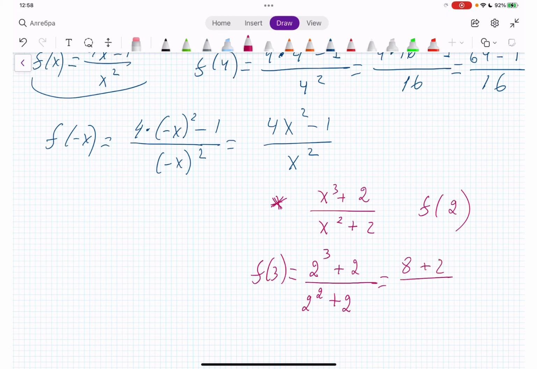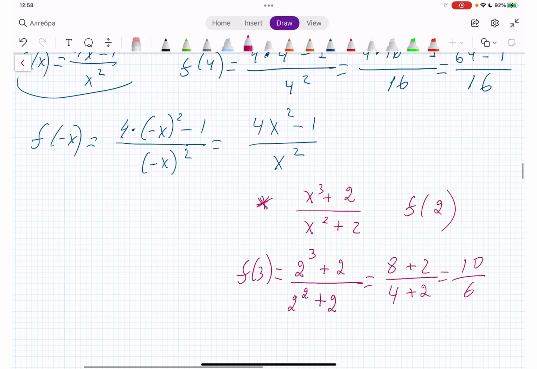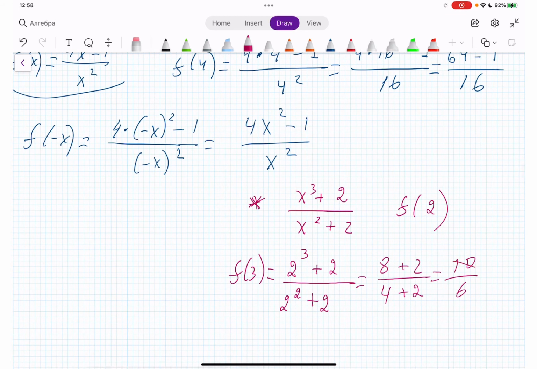Here 2 to the power 4 is 16, 2 to the power 2 is 4, plus 2. We get 10 over 6. Here I can reduce both of them by 2. 10 divided by 2 is 5. 6 divided by 2 is 3. So 5 over 3.